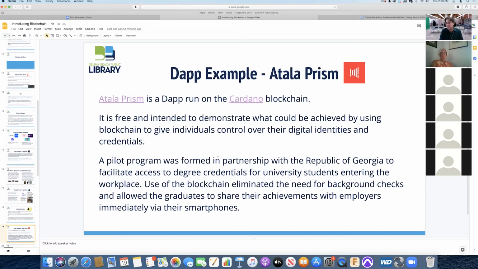So this was actually tested out in real life as well. But Atala Prism, you can download it from the Google Play Store or the App Store and go through their entire demo without having to add any of your actual information. But it gives a good sense of what this could be used for, and it's kind of neat.